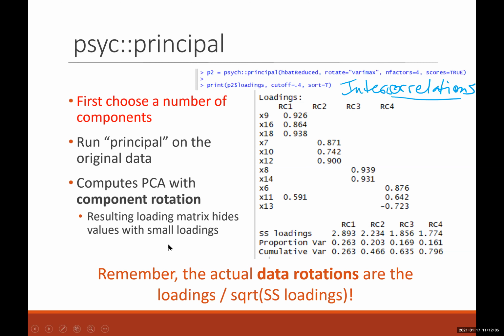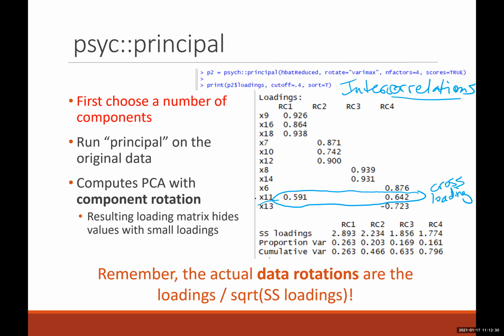Now, you'll notice here that we actually have an issue that we'd have to deal with, and that is this variable x11 here. We get what is called a cross-loading. This is where a variable, in this case variable 11, shows up on more than one component. And this can't happen.